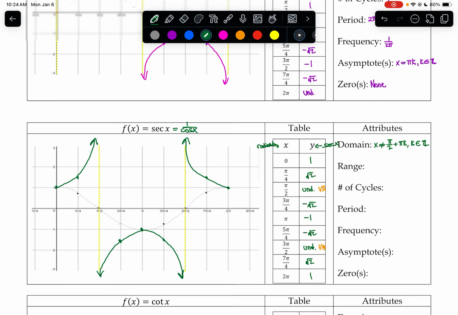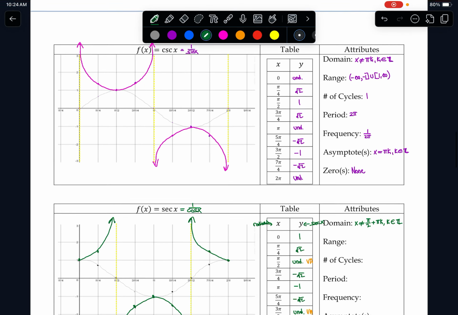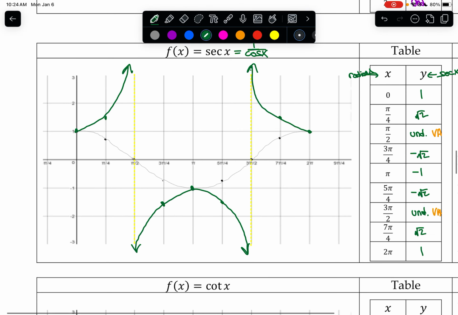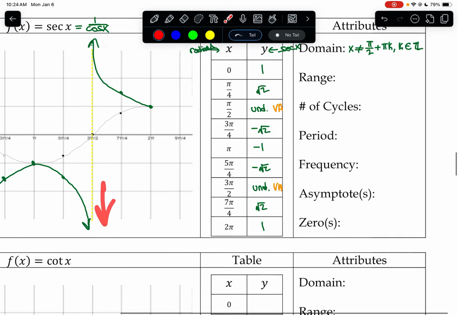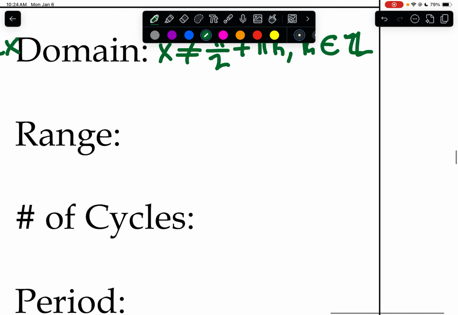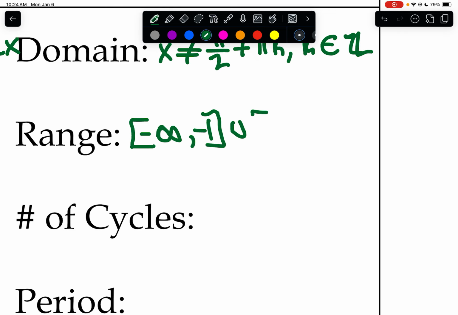Okay, then for your range, same idea that we did for cosecant up here. So we're going to go down indefinitely, and then we're going to go up indefinitely, but we still have this gap right here. So for the range, I'm going to go from negative infinity to negative 1, and then a union 1 to infinity.